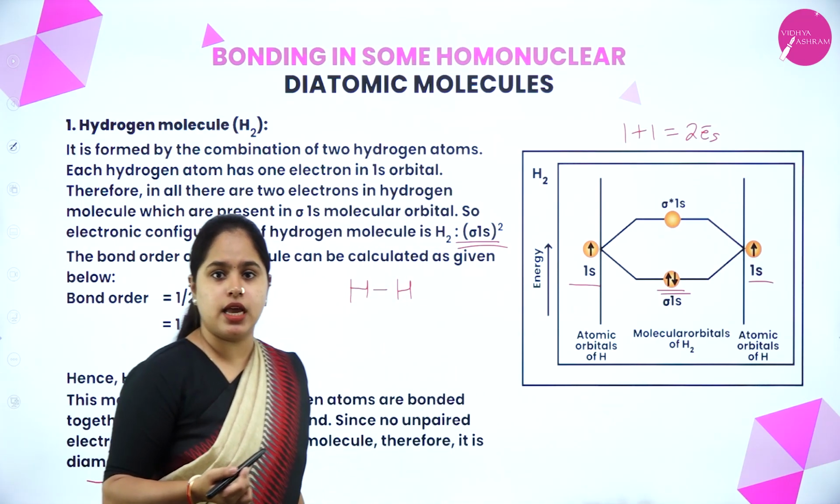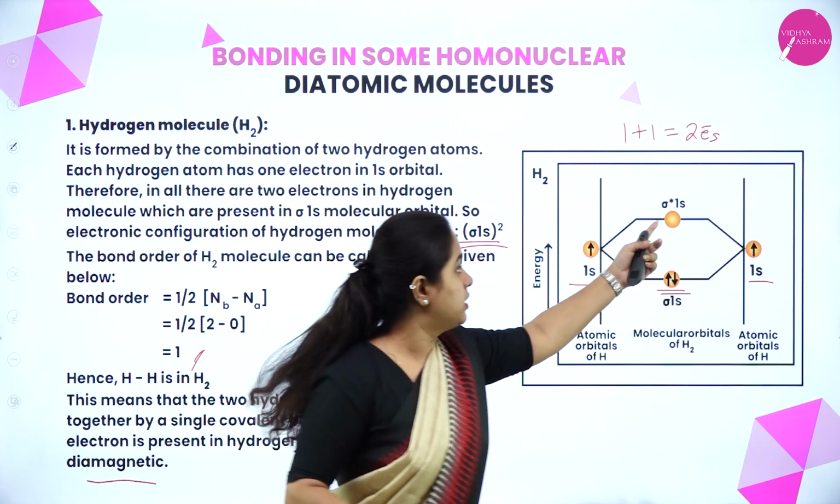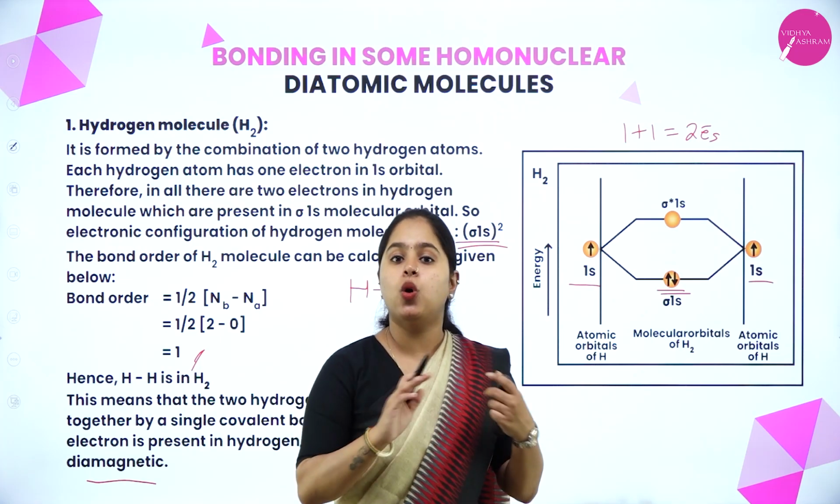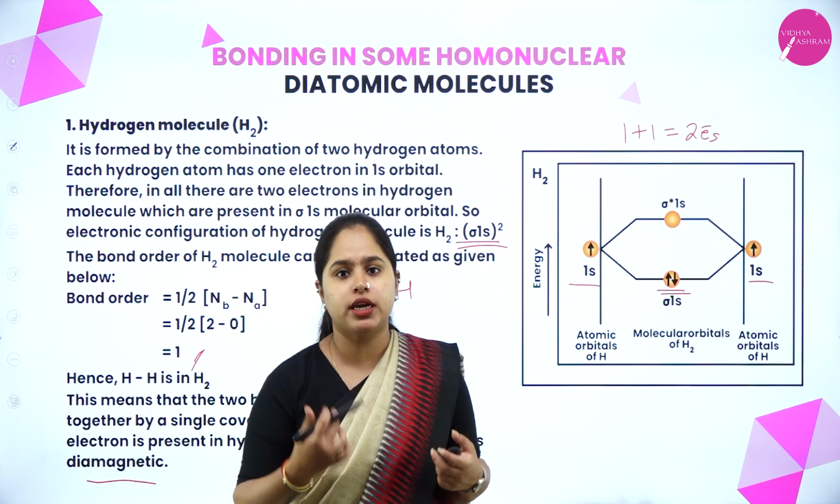Even that we can understand, right? In this molecular orbital, both electrons are paired. In the anti-bonding orbital, no electrons are present. So whatever electrons are present, they are paired. No unpaired electrons are present, so the molecule will be diamagnetic. So this is the bonding in the hydrogen molecule.